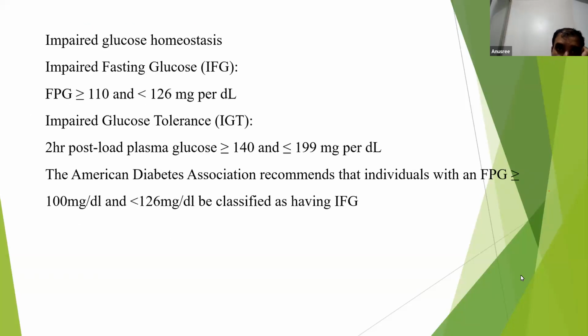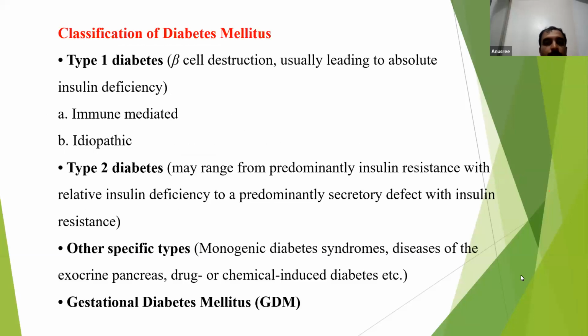And there are a few other terminologies which we must be familiar with, that is impaired fasting glucose, which is fasting glucose between 110 and 126, and impaired glucose tolerance, where the postprandial is between 140 and 199. The American Diabetes Association suggests that IFG be 100 to 126, but we usually follow 110 to 126. Some labs follow the other way.